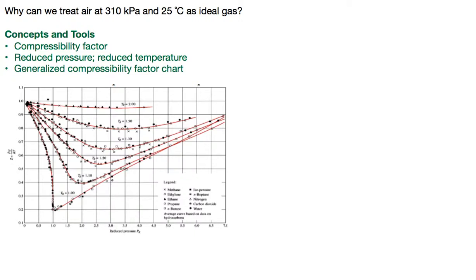Okay, in this video lecture, we are going to discuss why we can treat air at 310 kilopascal and 25 degrees Celsius as an ideal gas. Now, let's take a look at this condition first. 310 kilopascal, that's about 3 atmospheres. So that's roughly the typical pressure of air in a car's tire.